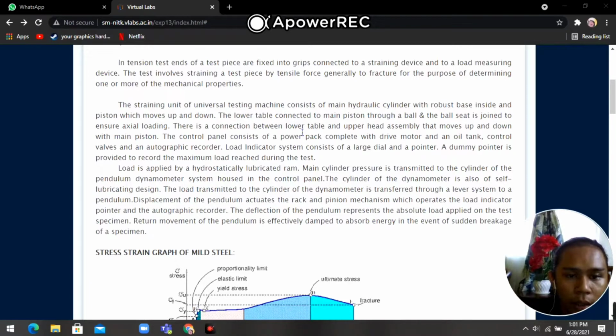piston. The control panel consists of the power pack complete with the drive motor and an oil tank, control valve and autographic recorder. The load indicator system consists of a large dial and pointer. A dummy pointer is provided to record the maximum load reached during the test.